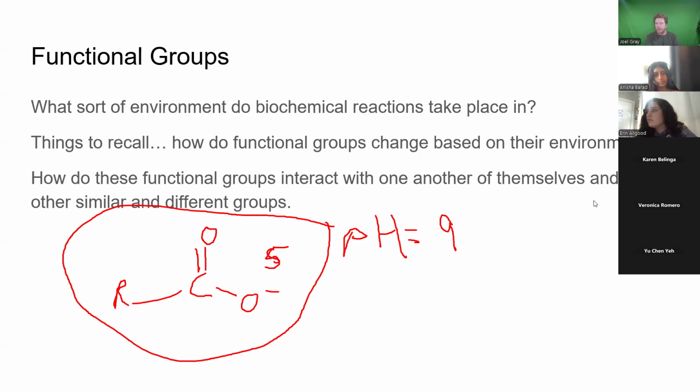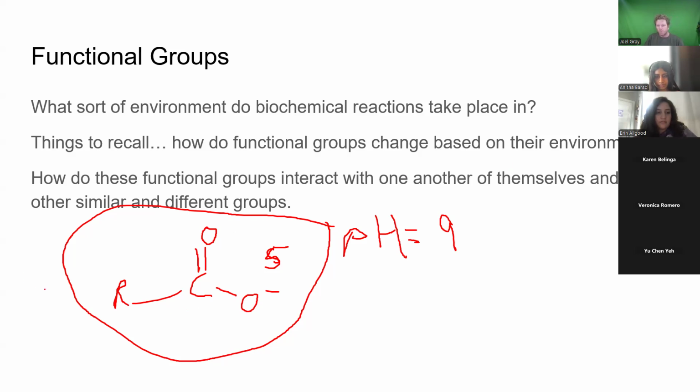Functional groups in an aqueous environment are going to respond. They're going to change based on the pH. We're not doing this in an organic environment, which is one of the reasons that I think it's appropriate that you don't have to have organic 2 in order to excel in this class, because we're talking about something in an aqueous solution. So what we want to know is, how do these groups differ from one another? How do they respond to the environment? And how do they interact with one another?